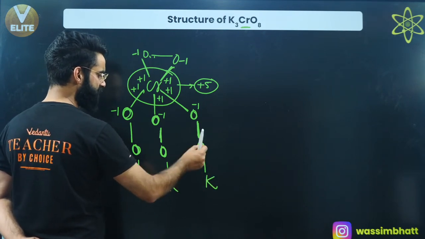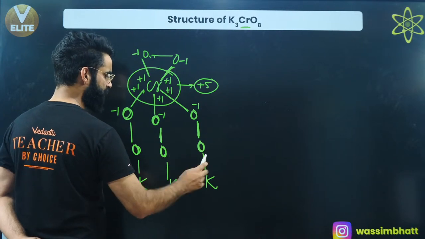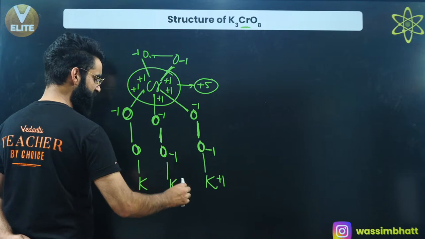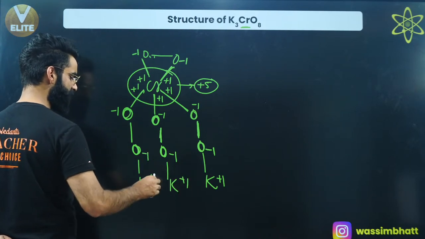Potassium is attached to oxygen. Definitely oxygen is more electronegative than potassium. So oxygen will have -1 due to this, and potassium will have +1. Again -1, +1. Again -1, +1.